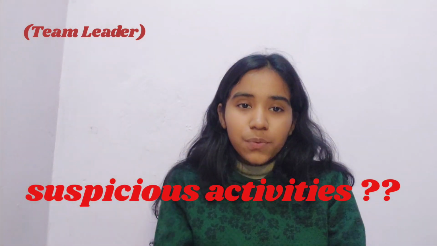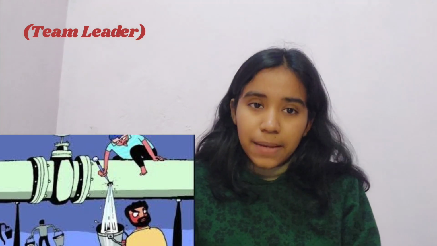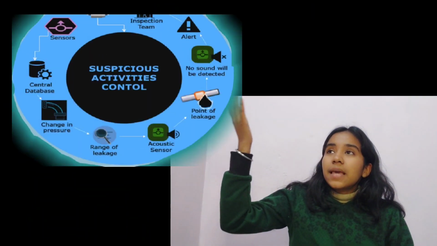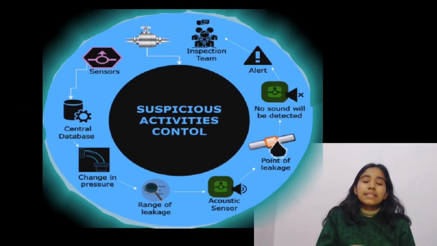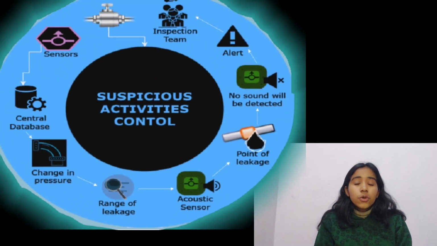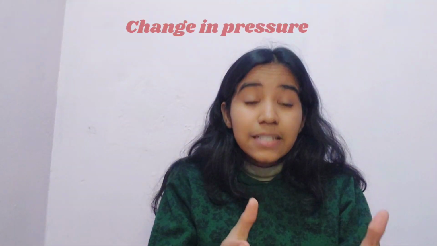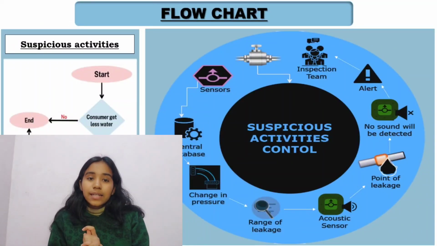Now coming on how will our solution deal with the suspicious activity like illegal water supply, meter tampering or unauthorized access in the water pipeline. So for that, we have come up with this flow chart where we are collecting all the necessary data from the already existing sensors in the water pipeline, like pressure sensors and acoustic sensors. So using pressure sensors, because pressure sensors detect the change in pressure, we can get the exact range of the leakage or the exact range where the suspicious activity is going on. Once we get that range, the acoustic sensor will activate and start working.